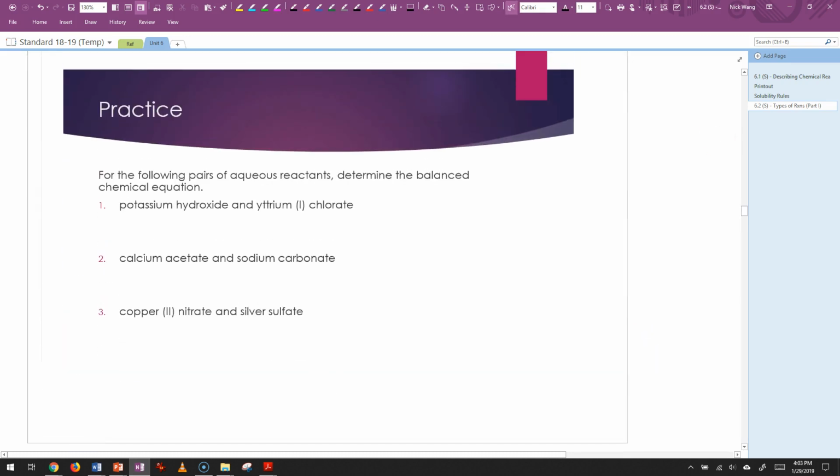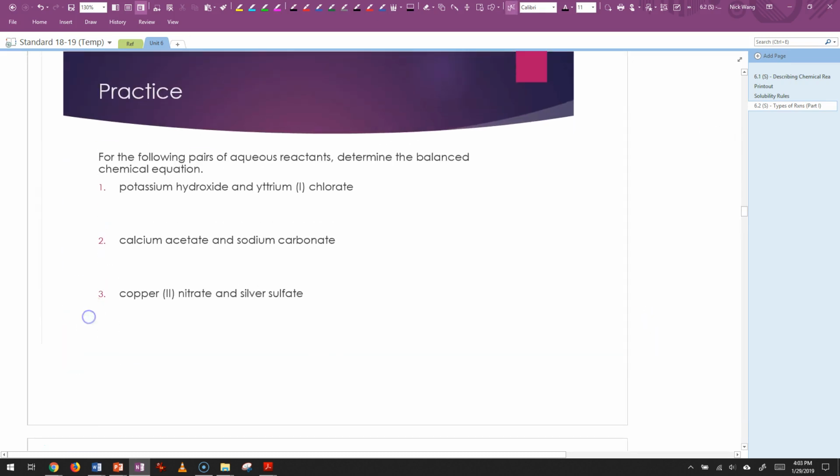So let's go ahead and try this out. You're going to have to take some time to figure these out and take a look at the reactants and then determine the balanced chemical equation. I'll do 2 of them with you, and we'll see what happens. So to start, we have these 2 as my reactants, and then let's figure out what kind of products they form.